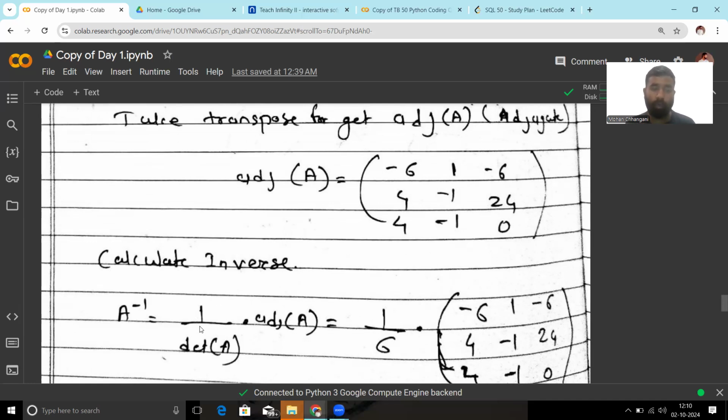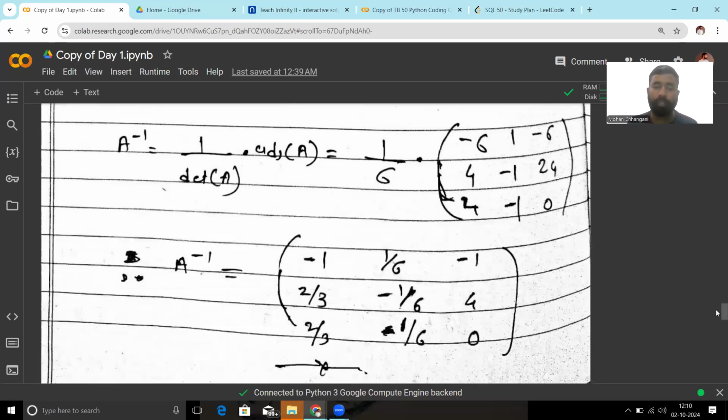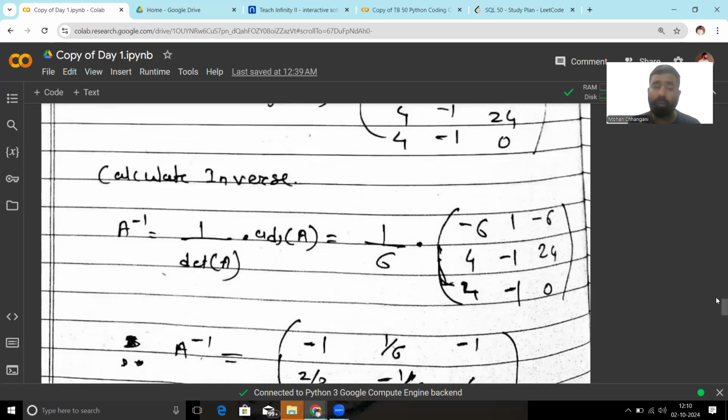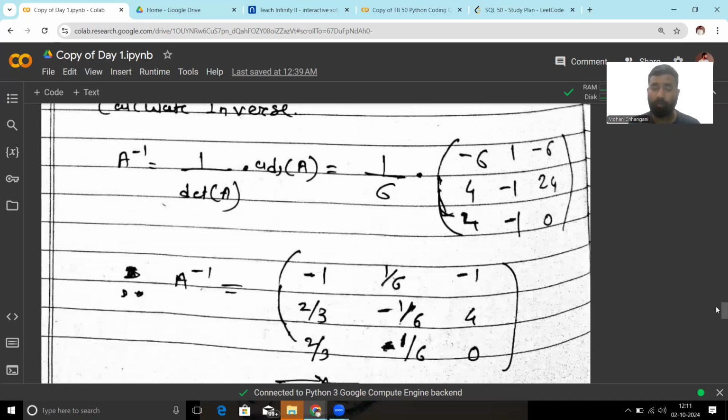So in the formula we put the determinant. This is 6, because this is the calculation and we get 6. So 1/6, and the adjugate of A is like that. So when we multiply and calculate that, we get that matrix. We find the matrix like that. So this is the inverse matrix of that.